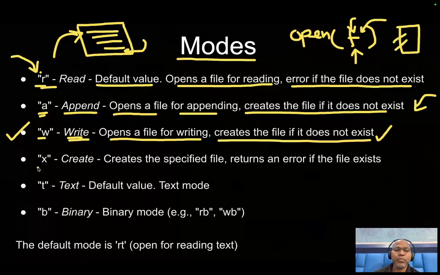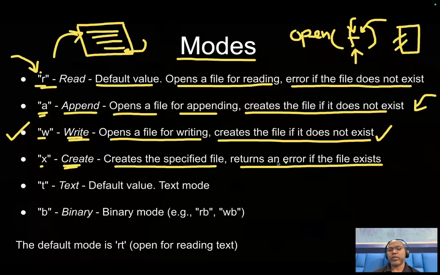And similarly, mode X is for create, just create a specified file. Either way, if the file does exist, you can say I am going to X mode, that means you are going to create a specific file. That means if the file already exists, it will throw an exception. So this already exists, why are you going to create the file again?